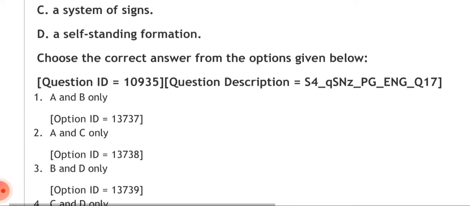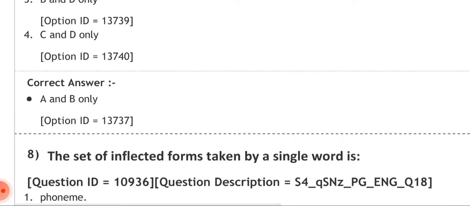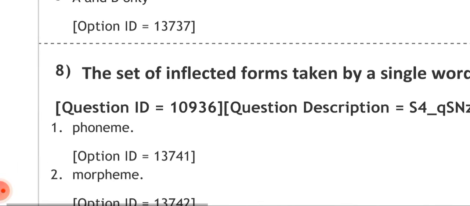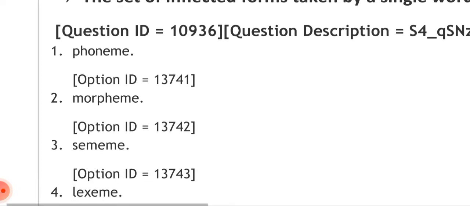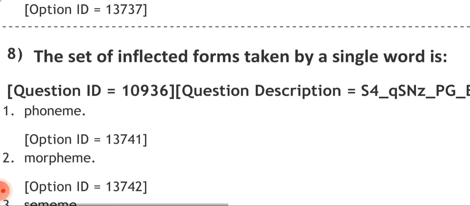Then question 3. The set of inflected forms taken by a single word is: number 1, phoneme; number 2, morpheme; number 3, sememe; number 4, lexeme. If you don't know about this, please go through it. The correct answer is given as phoneme. It is also a part of linguistics. So you also have to prepare some basic things from the linguistics part, therefore do not leave it. On the other hand, you also have to know about the mythological characters. You have to do research about that area too.